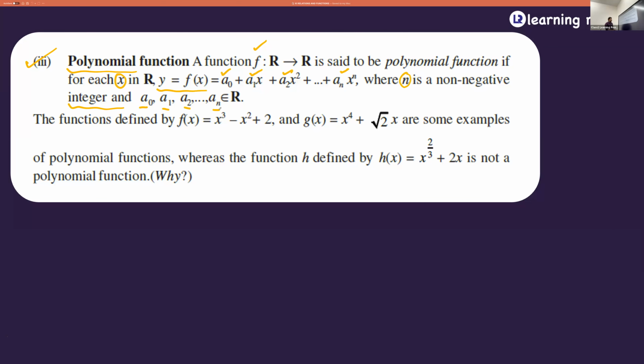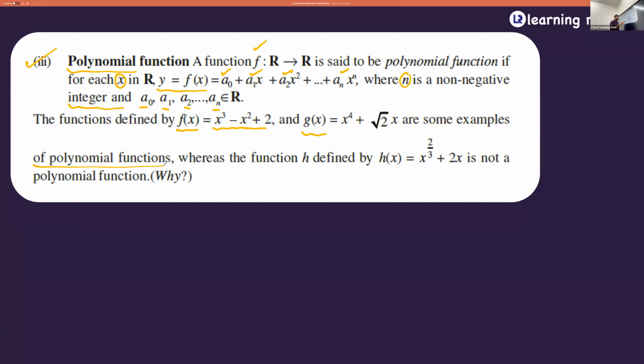Okay. So for example, if I look at f of x is equal to x cube minus x square plus 2, is this a polynomial function? Is it satisfying both? Look at the powers. They are non-negative, and look at the coefficients. They are real numbers. When I say real numbers, they can be positive or negative. If I define another function g of x, which is equal to x power 4 plus root 2 x, it is a polynomial function because the powers are non-negative. They should be non-negative, and at the same time they should not be a fraction. They should be a whole number. Okay, these are some examples of polynomial functions.